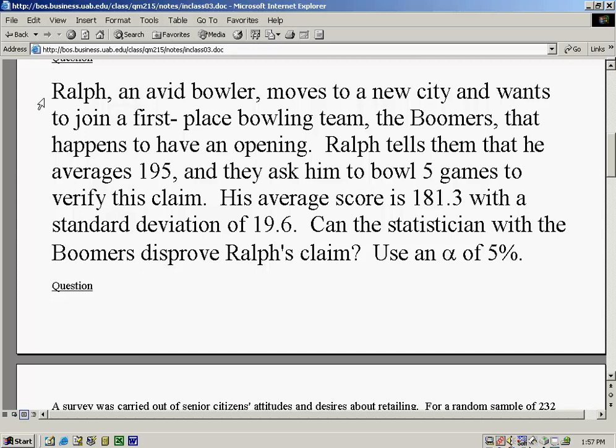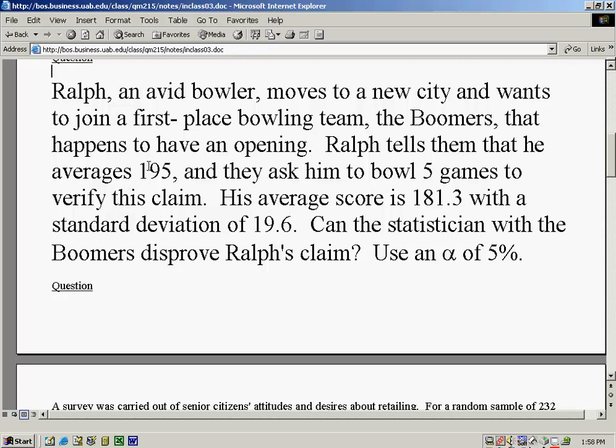His average score is 181.3 with a standard deviation of 19.6. Can the statistician with the Boomers disprove Ralph's claim? Use an alpha of 5%. Sample information: N is 5, average 181.3, standard deviation 19.6. So we're going to compare that to the 195.